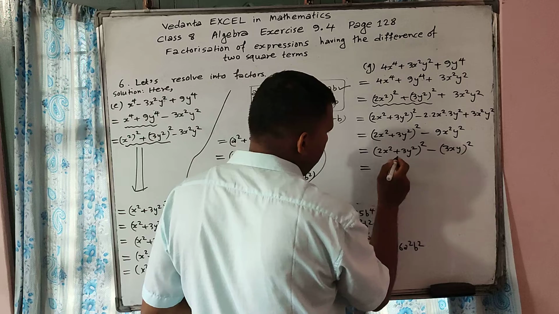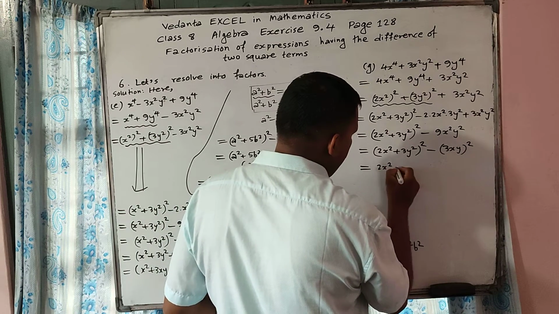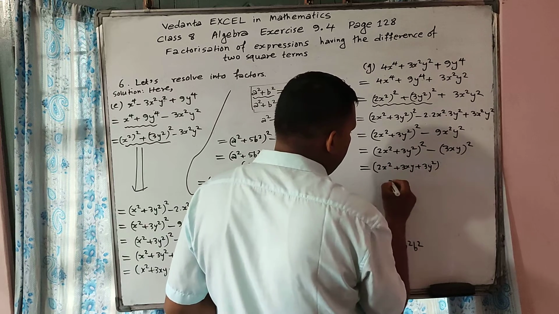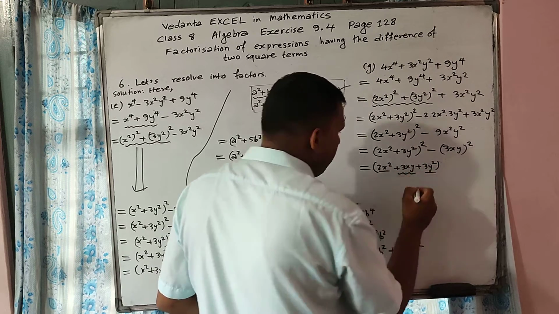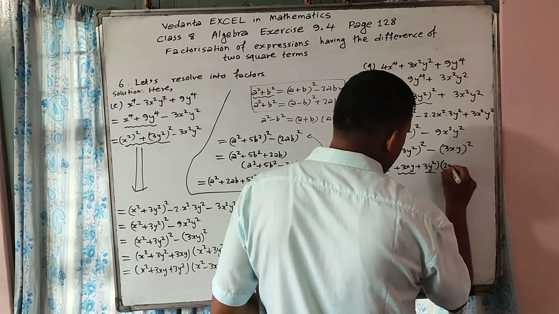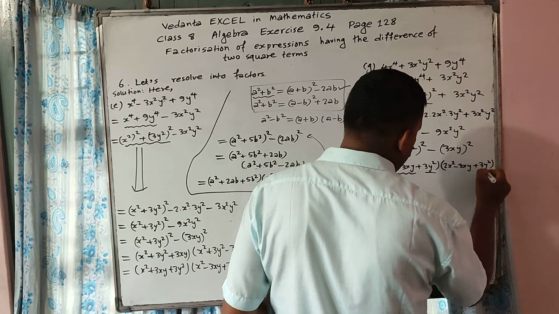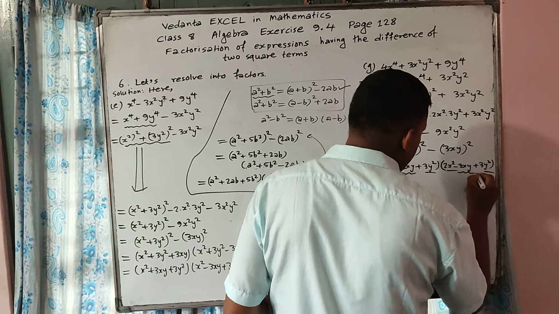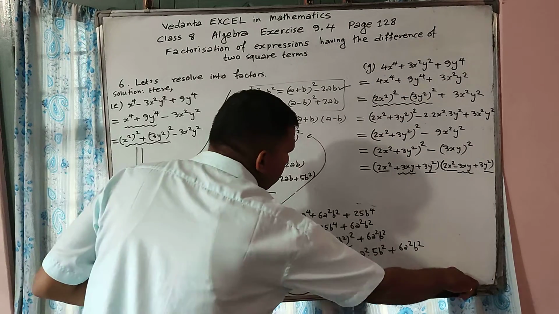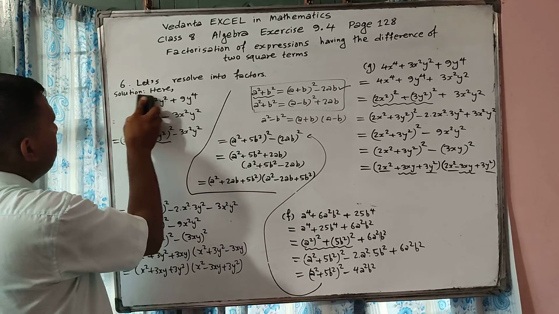Now this is a square minus b square form, a plus b into a minus b. So 2x square plus 3xy plus 3y square, a plus b, writing b in the middle position, into a minus b. So 2x square minus 3xy plus 3y square, a minus b. Writing b directly in the middle position makes the shortcut. Now for E.